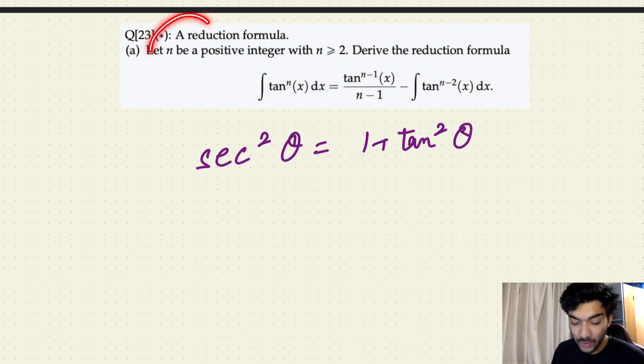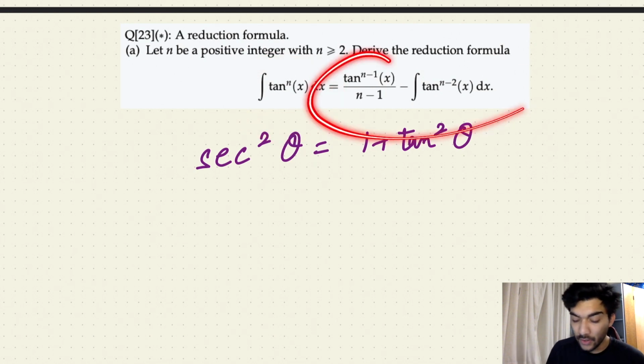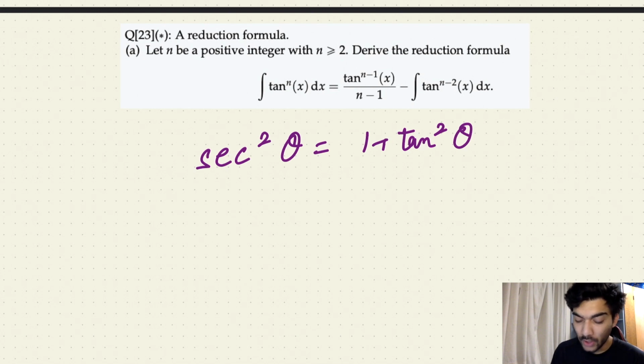So in this video, we'll derive a new reduction formula, but this time for the integral of tan to the power n x dx. So whenever you have an integral of the form tan to the power n x, you can always use this reduction formula in order to simplify your indefinite integral over here. And this also applies to definite integrals.